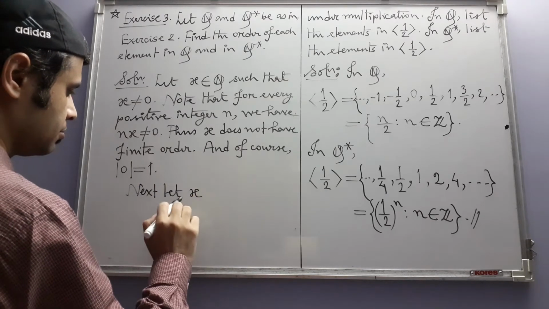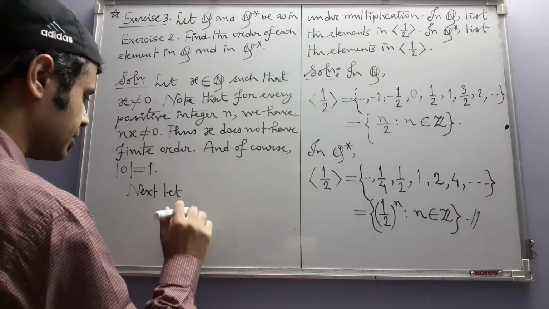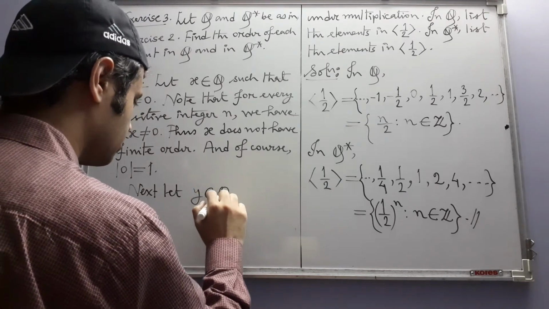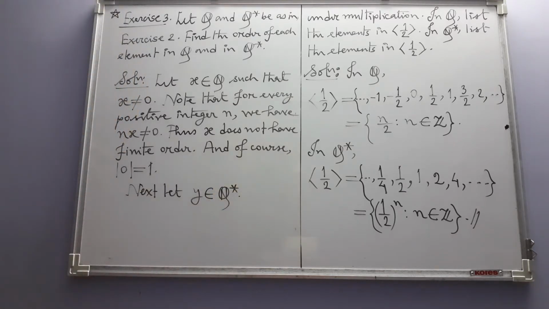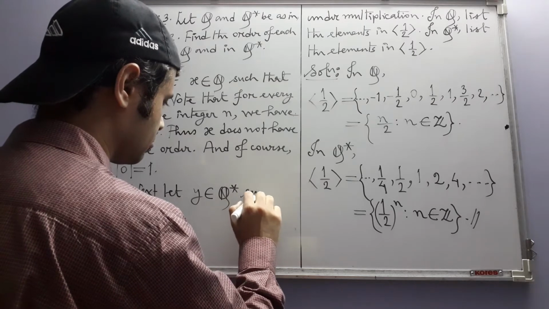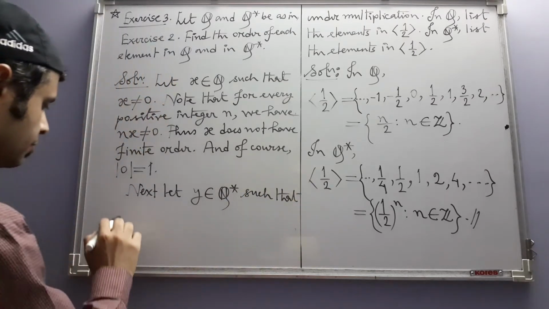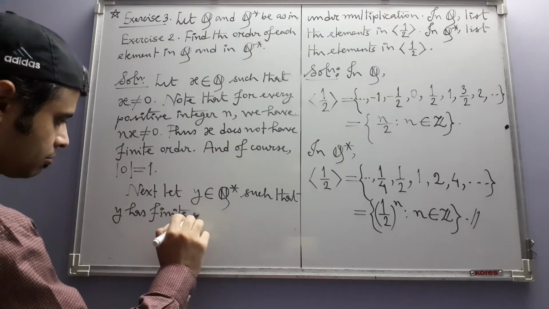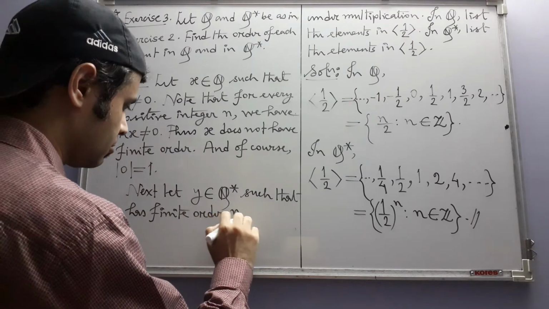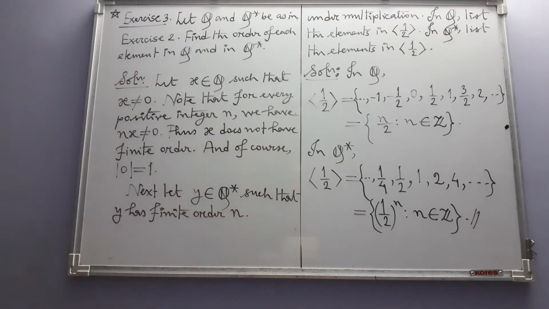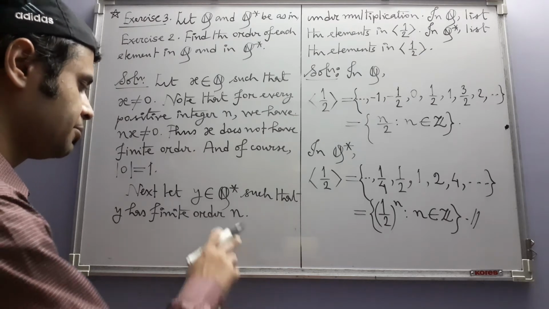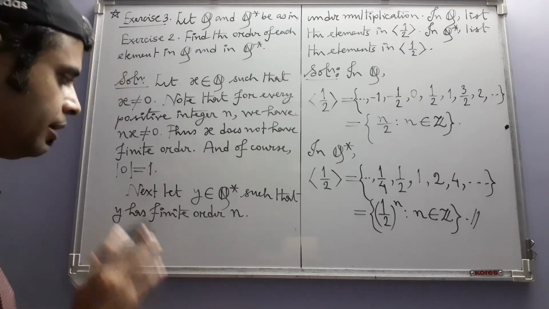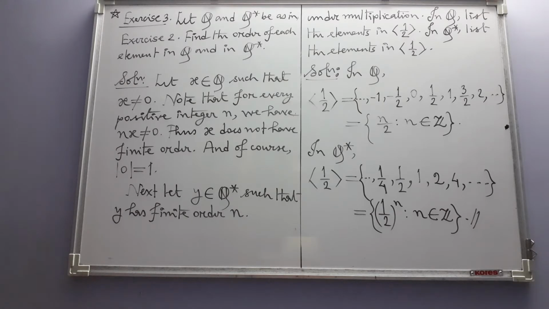let y be an element of Q star. There we took x, so let us take y here. You can take x also, it's after all a variable. Such that y has finite order n. Okay, so y is a non-zero rational number. So it has a finite order n, say. Then we try to determine what y can be.